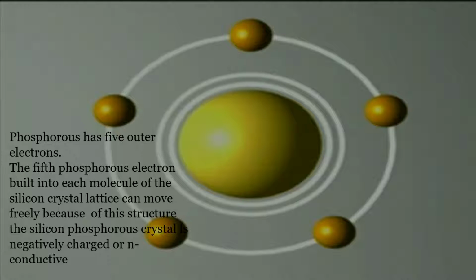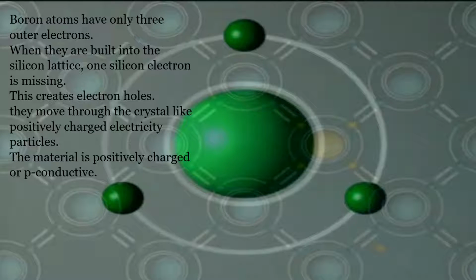Phosphorus. This element has 5 outer electrons. The fifth phosphorus electron built into each molecule of the silicon crystal lattice can move freely. Because of this structure, the silicon-phosphorus crystal is negatively charged, or termed N-conductive. Boron, on the other hand, has only 3 outer electrons. When they are built into the silicon lattice, one silicon electron will obviously be missing. This creates electron holes. They move through the crystal like positively charged electricity particles. This material is positively charged and termed P-conductive.